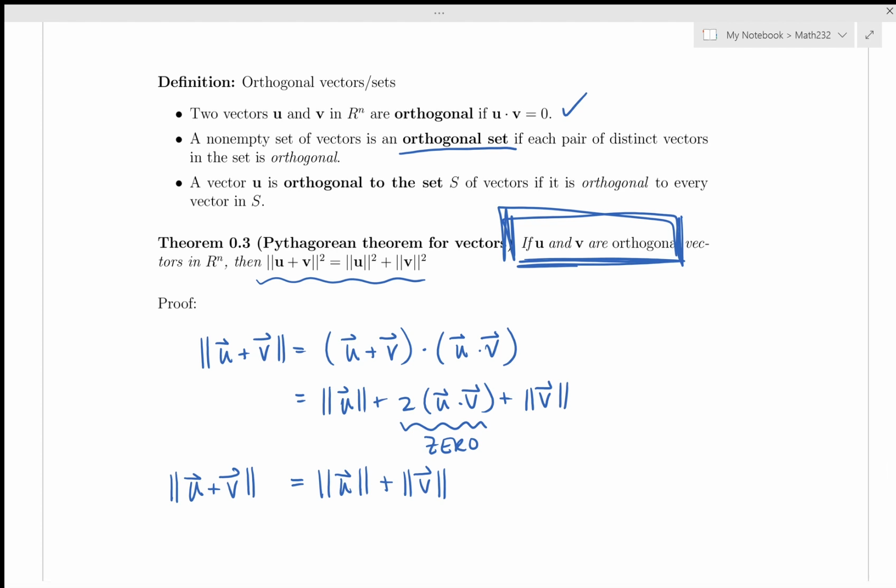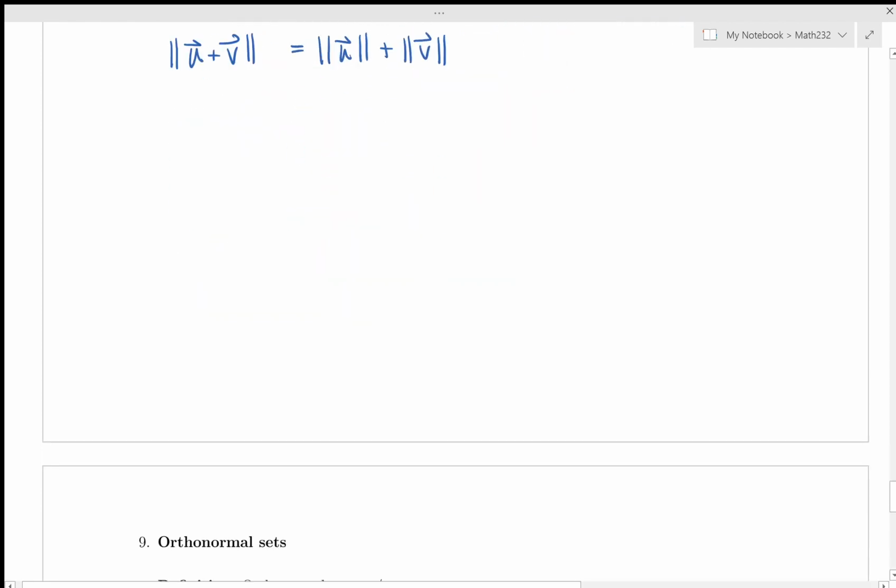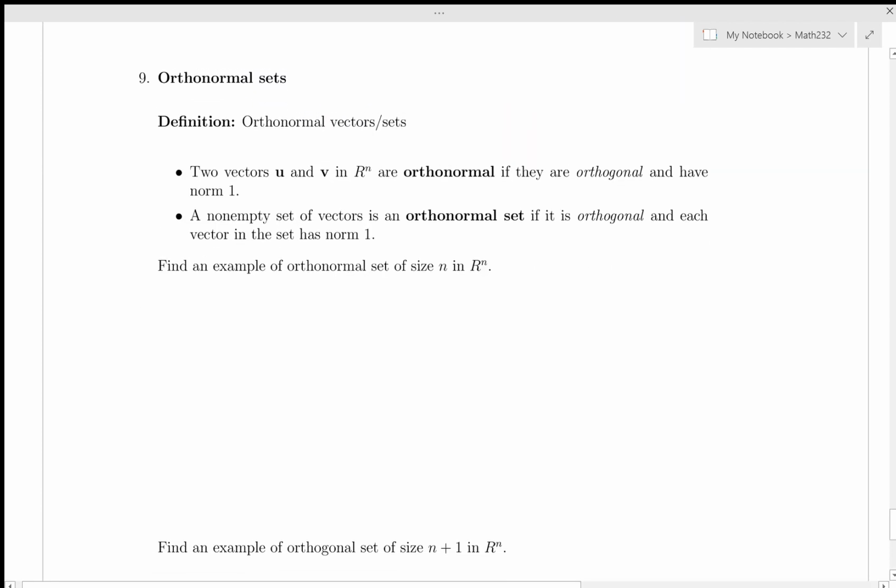All right. Final point to make is what we call an orthonormal set. An orthonormal set is when we've got all the vectors orthogonal, and also every vector in the set has a norm of 1. They're all unit vectors. Okay, so this is more vocabulary. So a non-empty set of vectors is an orthonormal set if everyone is orthogonal to each other and each vector in the set has a norm of 1. Okay, so that's the idea of orthogonal and then orthonormal.